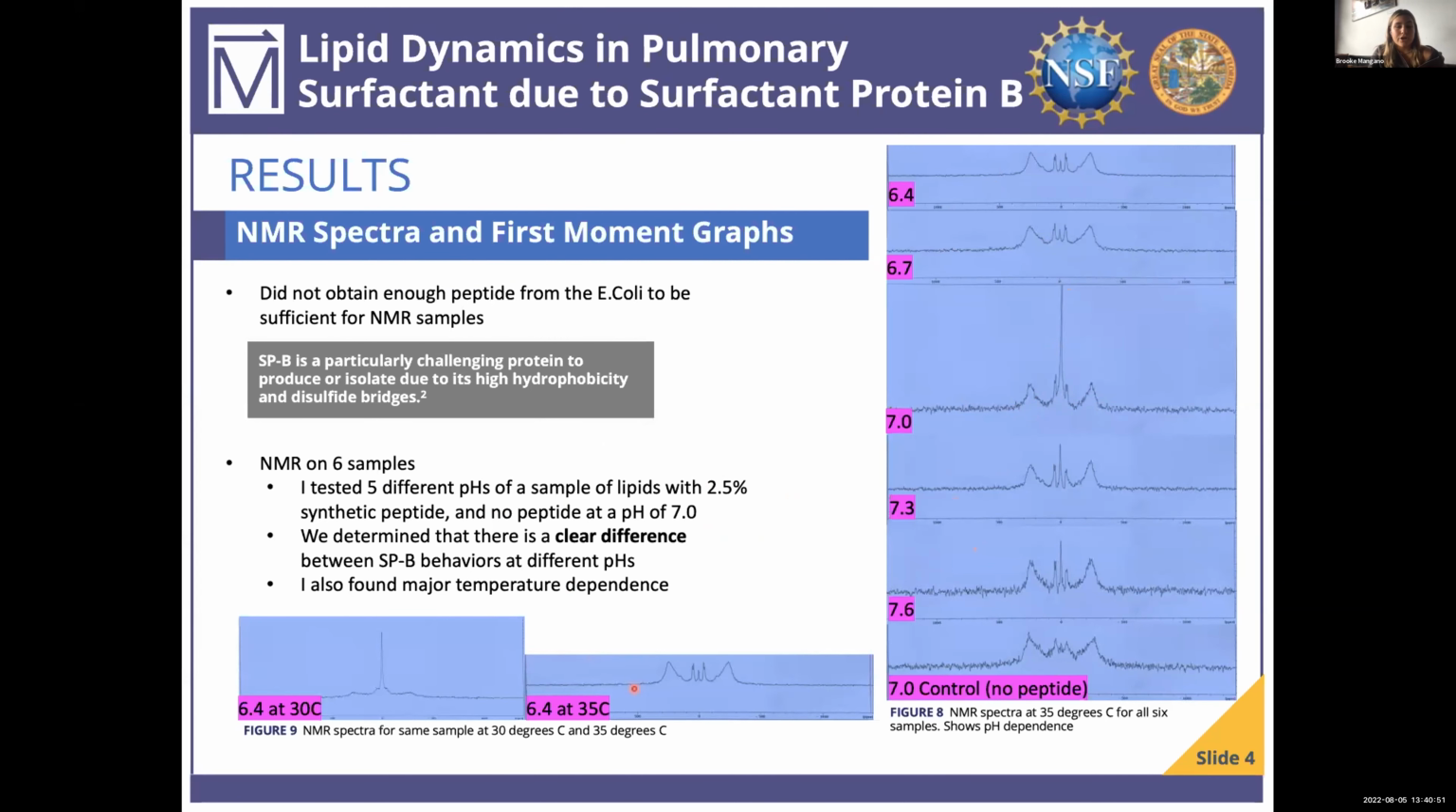Also, you can see that this is 35 degrees and this is 30 degrees, and they also look very different, but this is the same pH. So we also found that there is a very high temperature dependence as well.